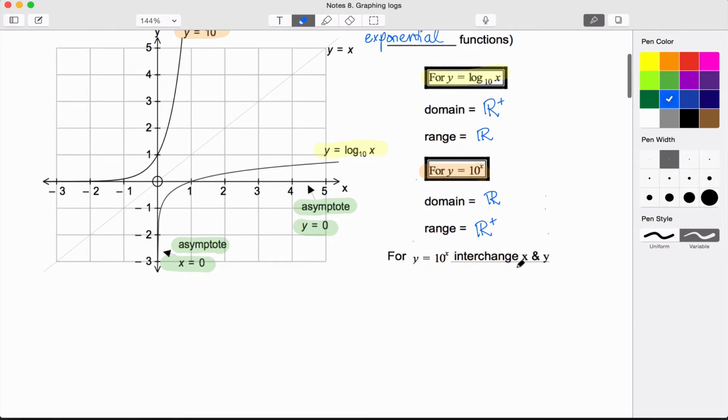For y equals 10 to the x, I want you to interchange x and y and simplify the resulting equation. You can pause the video now to have a go at doing that yourself.